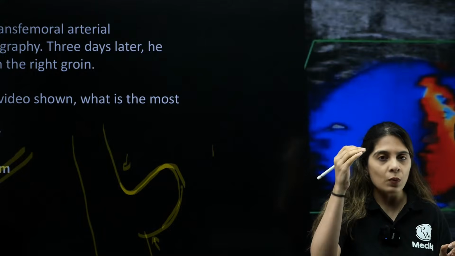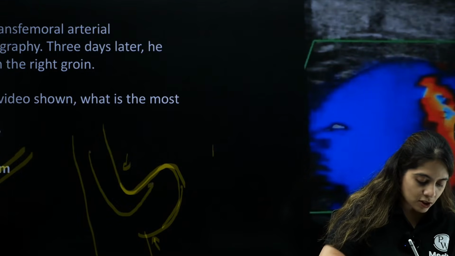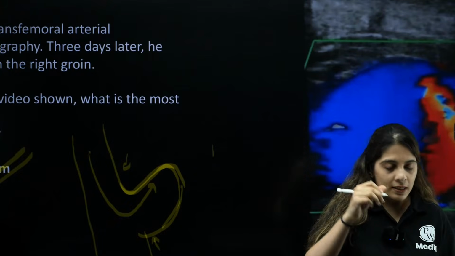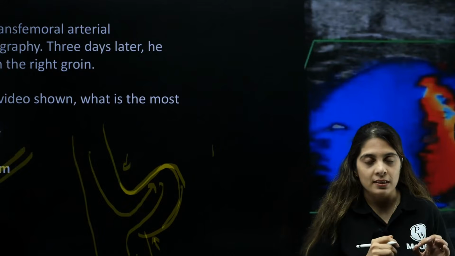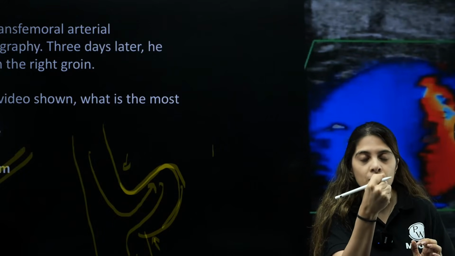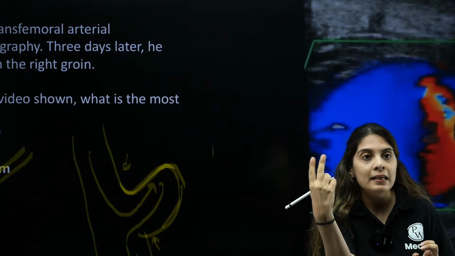Now what is going to happen when I put my color Doppler over here? During the systole, the blood is going to enter into the sac, and during the diastole, the blood is again going to come back into the main vessel. Now, if I put my probe over here, the probe is going to detect two flows. It is detecting bidirectional flows.